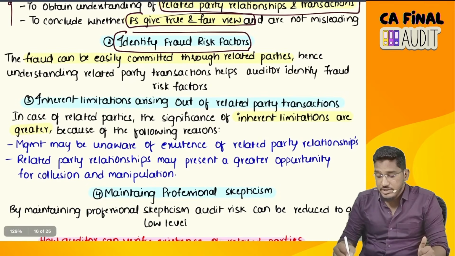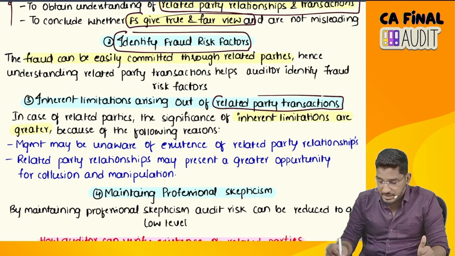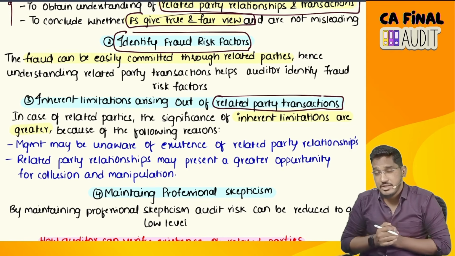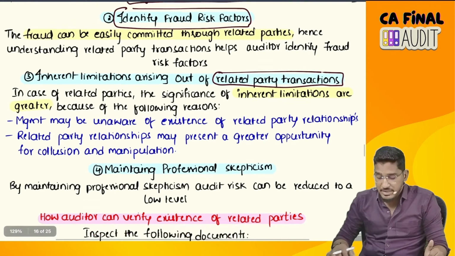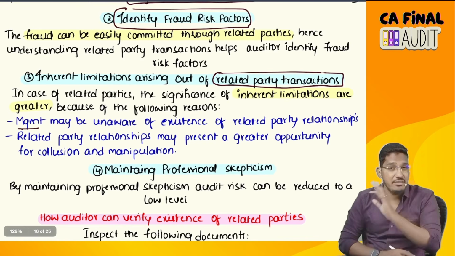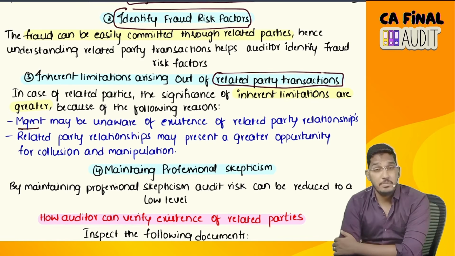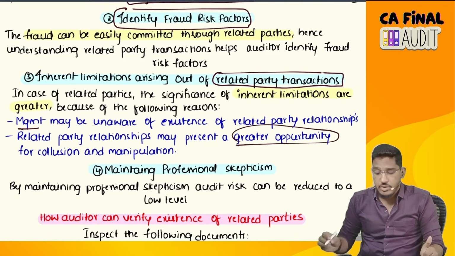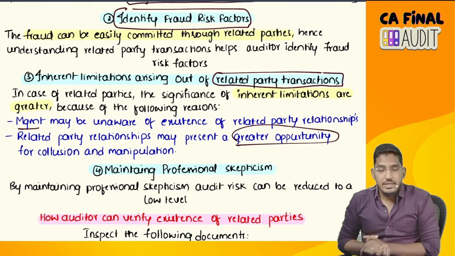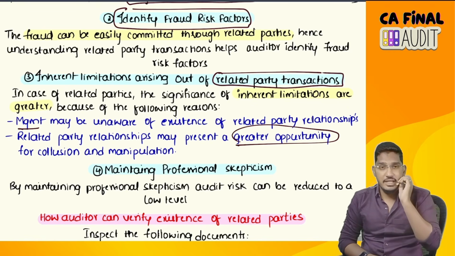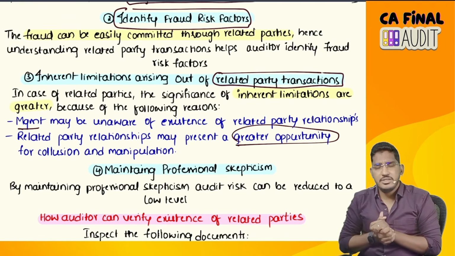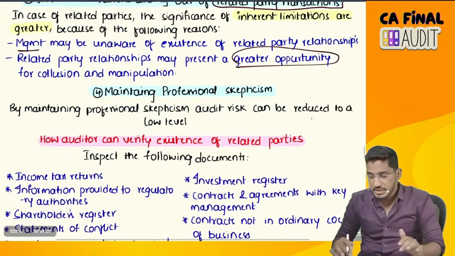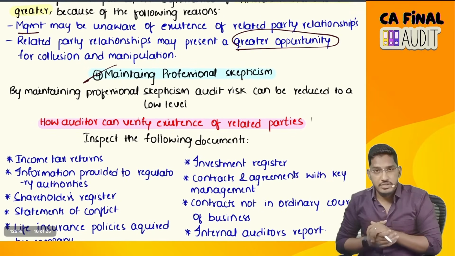And the inherent limitations will also be much higher in the case of related party transactions. That means the chances of the audit opinion going wrong because of related party transactions are much higher. Why? Because sometimes management themselves will be unaware. Management themselves will not know who is a related party and who is not. Also, related party transactions provide greater opportunity for collusion. So there are always higher chances of inherent limitations. The impact of inherent limitations is much higher because of related party relationships. So these are your responsibilities. And one last thing, you have to maintain professional skepticism.